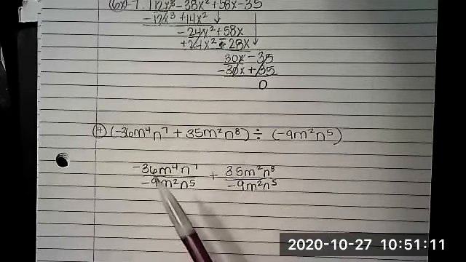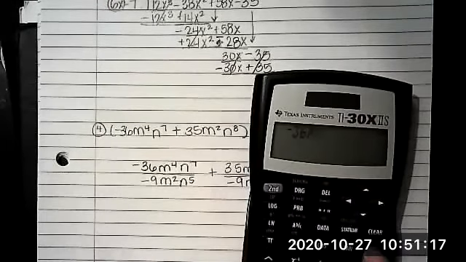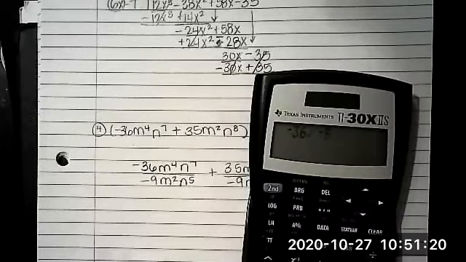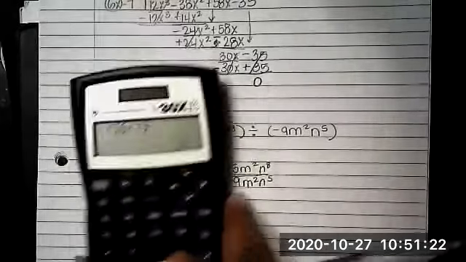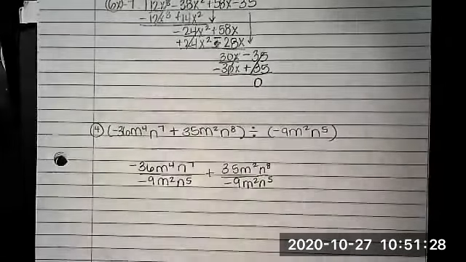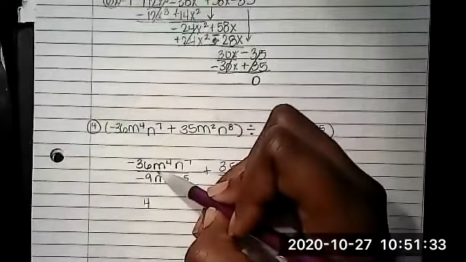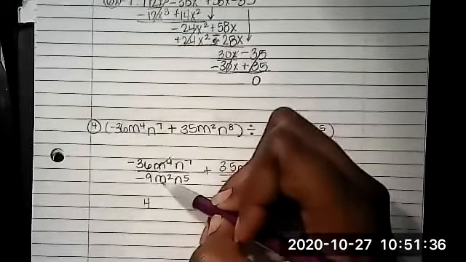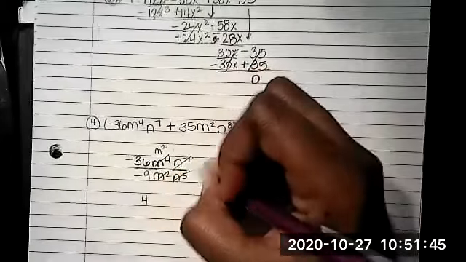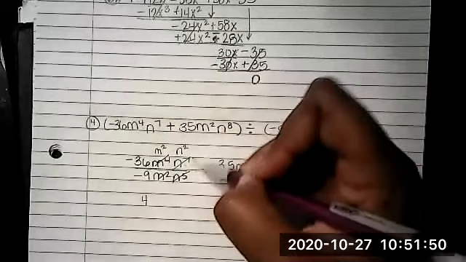And now I can simplify. I can put negative 36 divided by negative 9 in my calculator if I don't know that off the top of my head. In my calculator, I got positive 4. I just divided it. So this now becomes positive 4. Of course, there are 4 m's here and 2 there, so I subtract 4 minus 2 and get m squared. And n to the 7th minus n to the 5th becomes n squared up top. There's more up top, so the leftover would be up top.